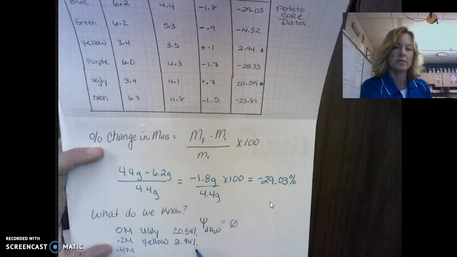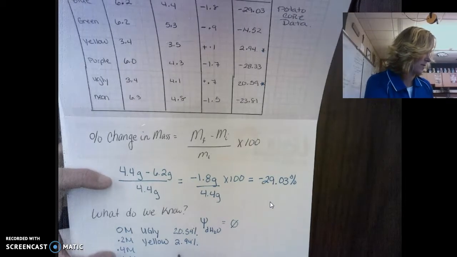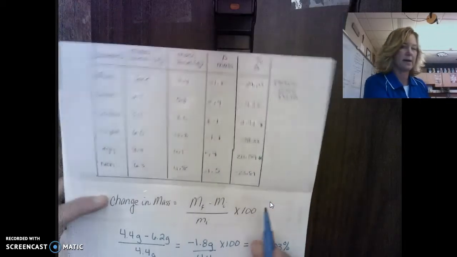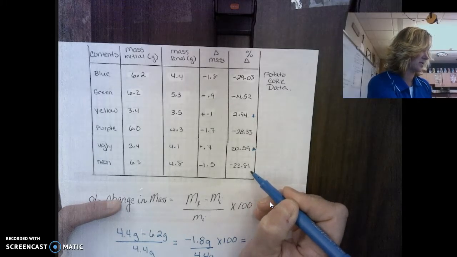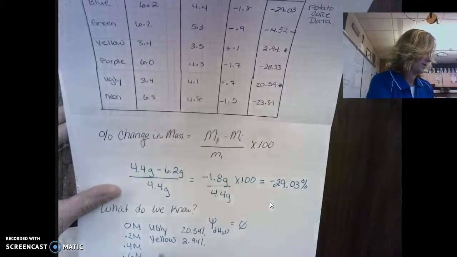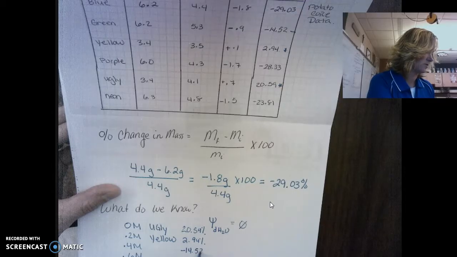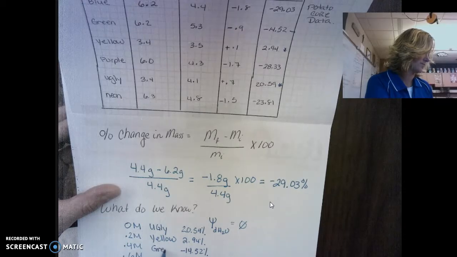Now I can go through and start to organize this set of data as decreasing percent changes, and each decrease of percent change should correspond to an increase in molarity of the solution. All right, so let's go ahead and do this. My 0.4 molar solution would be my next highest change in percent, and that is going to be my negative 14.52%. All right, so that corresponds with the green solution.